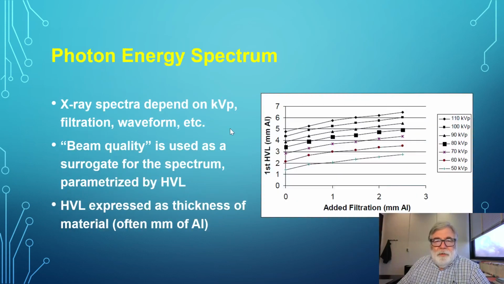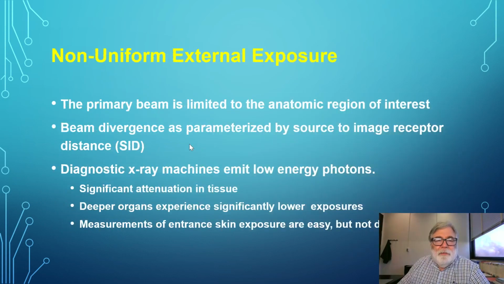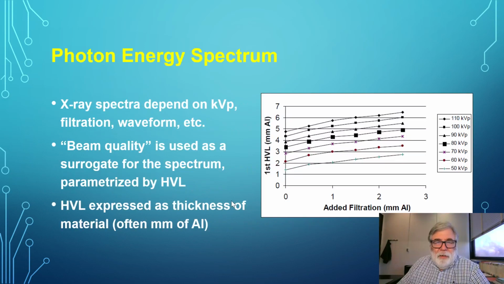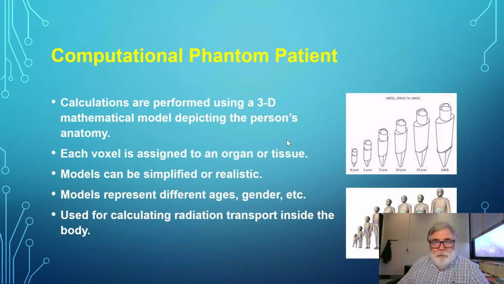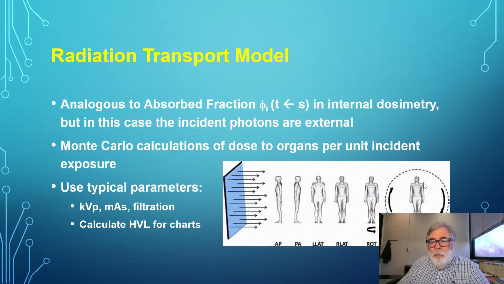Okay, but what we're doing is we're taking this complicated problem with the complicated energy spectrum and all the different issues that lead to non-uniform exposures, and we're going to calculate that using our phantom. Only in this case, instead of one organ irradiating the other, the radiation is coming from the outside, passing through the patient, being attenuated, and depositing energy. And there are many different projections that are used. AP from the front to the back, PA from the back to the front, left or right lateral, side to side, and rotation or rotating for when we calculate CT scans, etc.